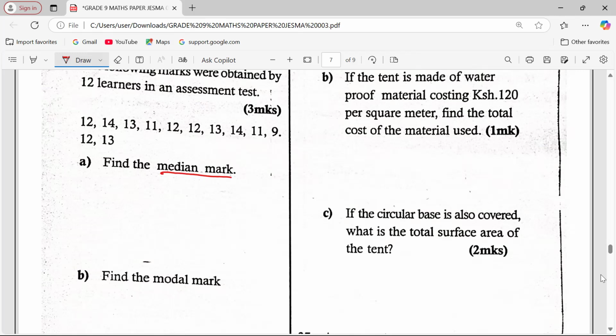Ascending order means we start with the least mark, which is 9. Then we go to the next, which is 11, but 11s are 2. So 11, but 11s are 2, that way. Then we go to the next after 11, which is 12, and 12s are 4.